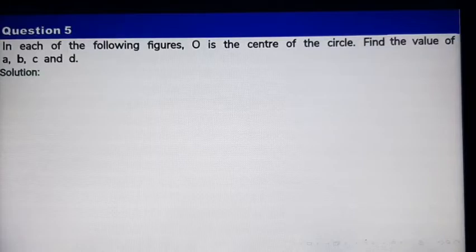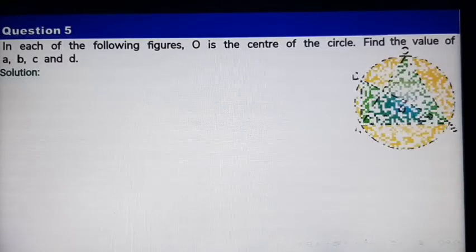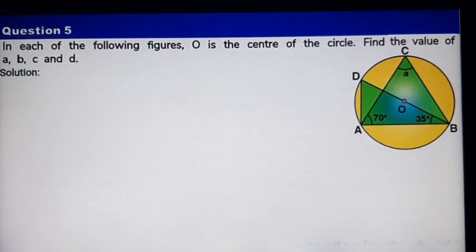Now let us move on to the fifth question, and this is also going to be a similar kind of question. Here also we need to find the value of A, B, C and D. In this case there are 4 different diagrams given to you. The first diagram is this one. We need to calculate the value of A here. O is the center, which means BD will be my diameter. Let us see how to do this particular question.